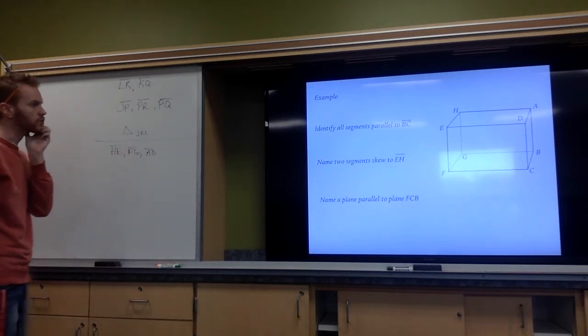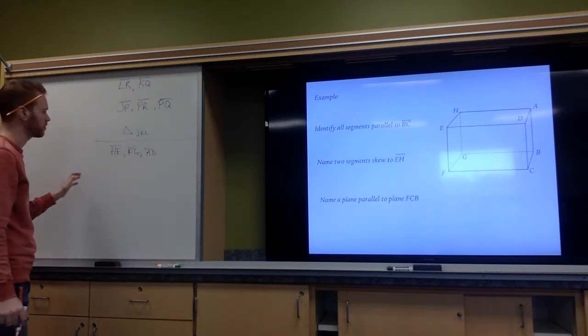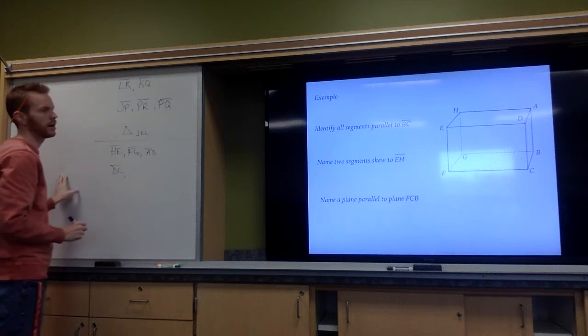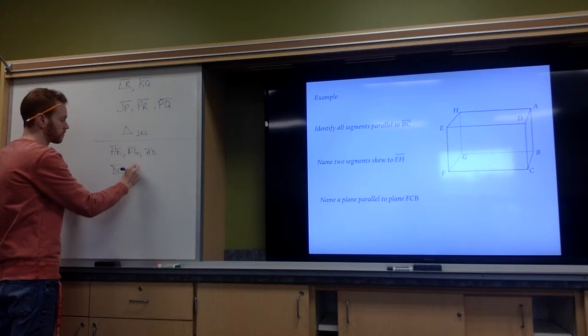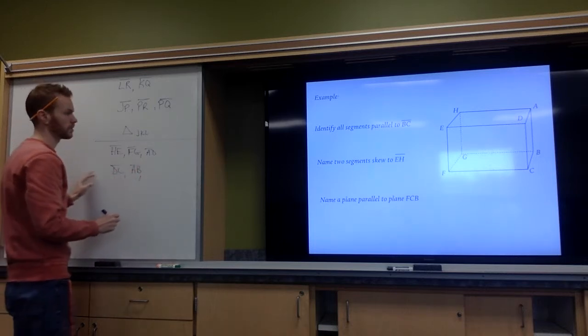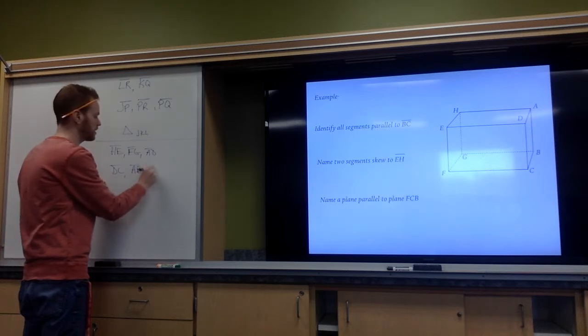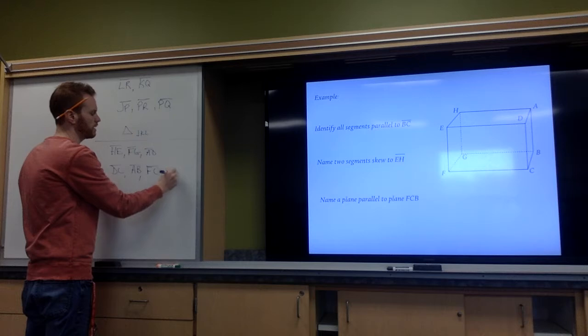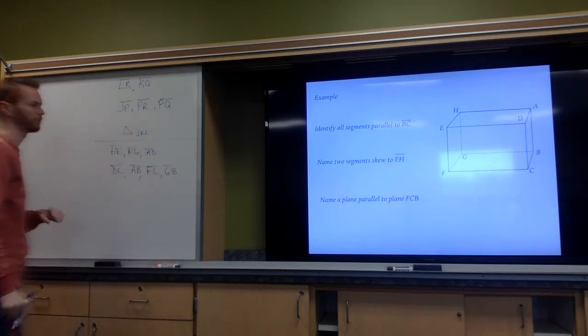Okay, two segments that are skewed to EH. There's a bunch of them in here. DC would fit the bill. We could do AB since that's the other one that's next to it. Let's add some more just to have more of a reference here. Let's say FC would be skew. Is that G? Yeah, GB. Okay.